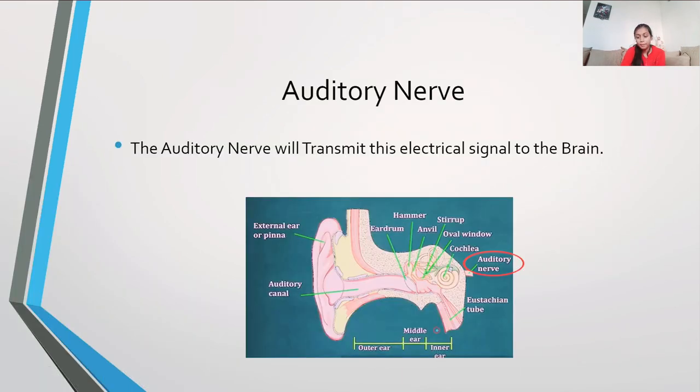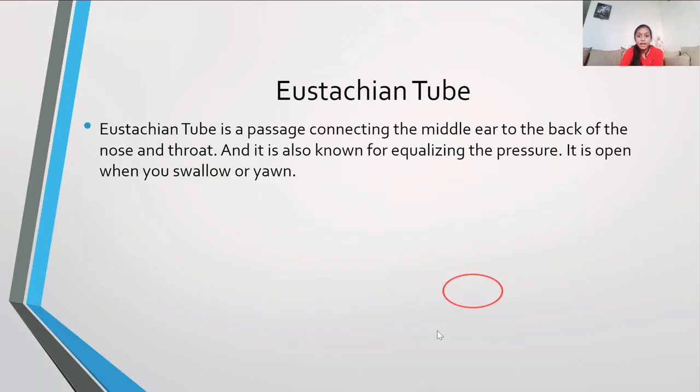Today we are going to see part 3 of the topic ear, that means about the human ear. Okay, so let us start. Last time we stopped on the auditory nerve. Today we are going to see about the eustachian tube.